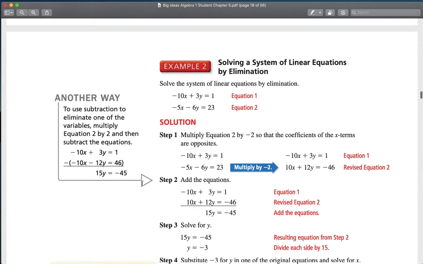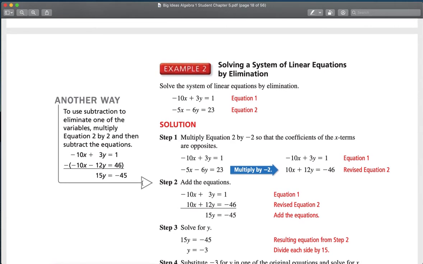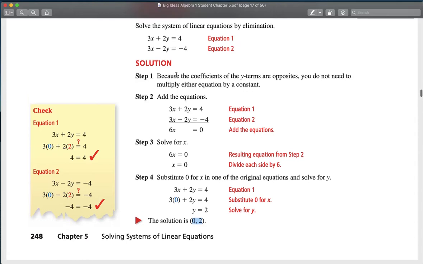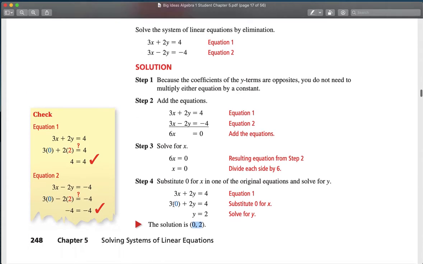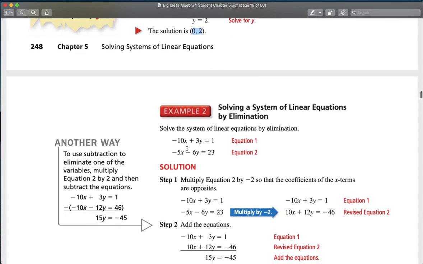Now, I want to go on to an example where that is not the case, where you don't have such a perfect world where one of the variables already has opposite coefficients, right? So in this example, you have -10 as the coefficient of x in the first equation, and you have -5 here. The coefficients are not the same, and you cannot just straight up add them. Again, the coefficient in front of y for this one is 3, and the coefficient for this y is -6. So you cannot add them up. So that is an issue right here.